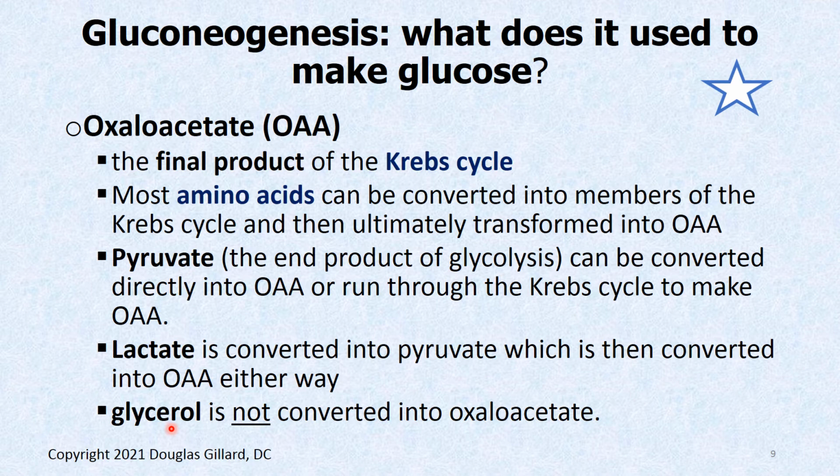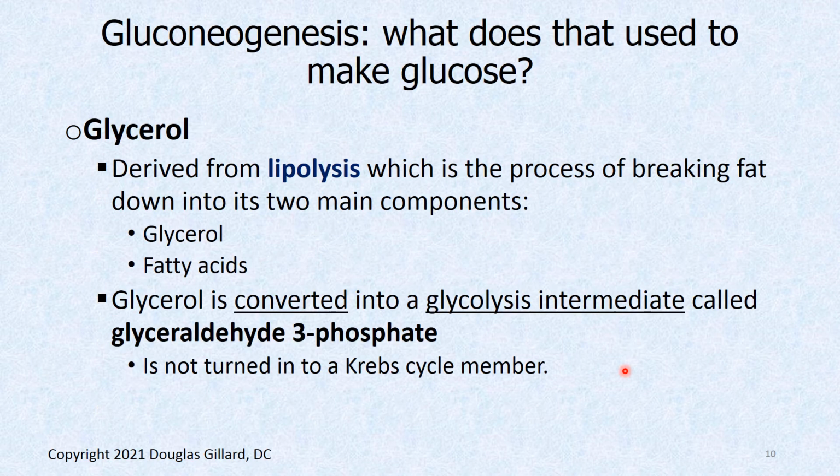Glycerol and fatty acids. Glycerol cannot be converted directly into oxaloacetate. That's converted into one of the gluconeogenesis intermediates itself. And let's talk about glycerol for a minute. It's derived from the breakdown of fat. What is the breakdown of fat? Lipolysis. That's the breakdown of fat.